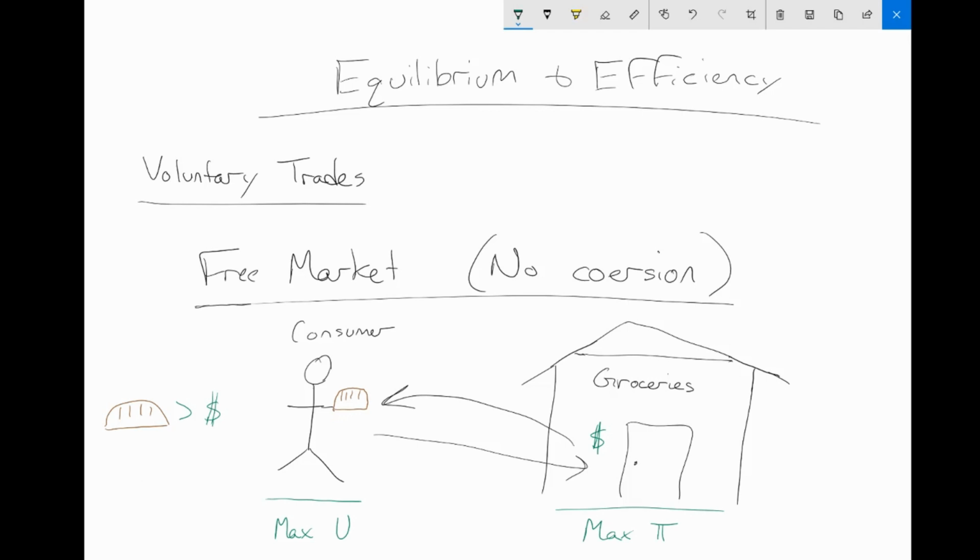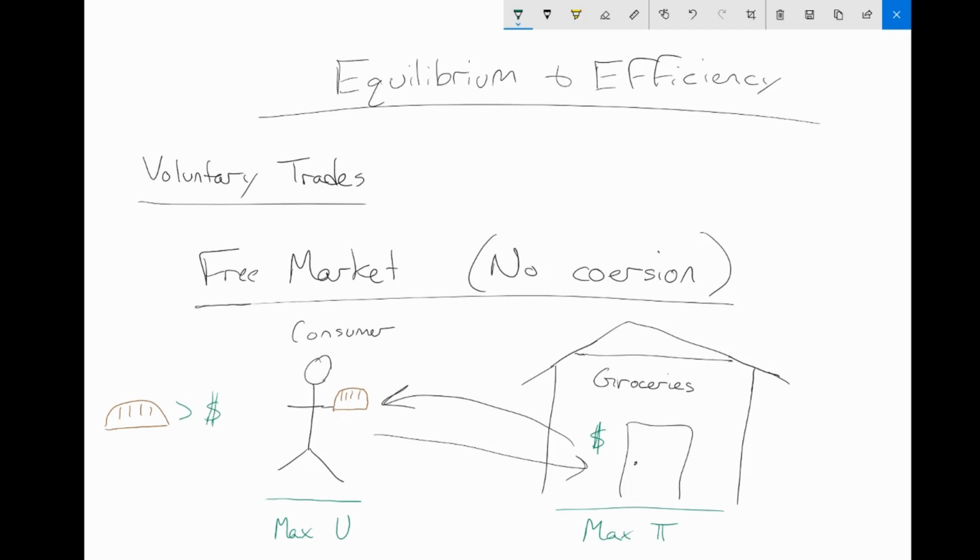Now let's put this into marginal analysis. This might help us to understand. The consumer, before they go to the grocery store, might not have any bread, which means the marginal utility of that first loaf of bread is going to be pretty high. It's going to be pretty large. I might represent that with an upward arrow. They're going to have a very high marginal utility for that first loaf of bread. That means they're going to put a high value on that loaf of bread. Now, the grocery store has lots of loaves of bread.